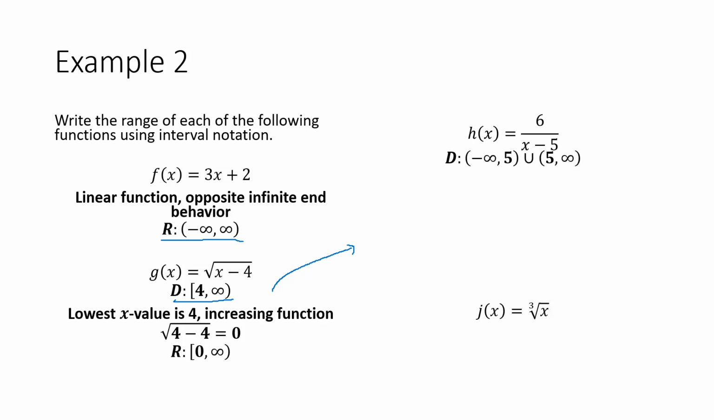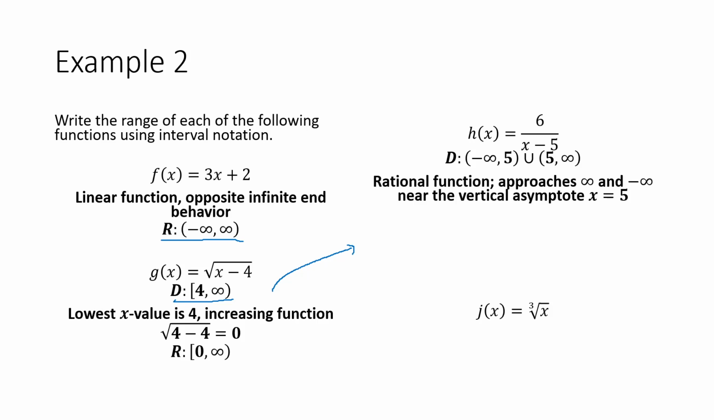For h of x, take a look. We said the domain was everything but 5. That is, as we mentioned, a rational function. We know what that looks like. It's going to approach that x equals 5 vertical asymptote. We know that it's going to approach infinity on one side and negative infinity on the other. So it'll look something like this, right? So looking at that piece alone, we're going to hit all those y values, except for maybe the horizontal asymptote value at y equals 0.